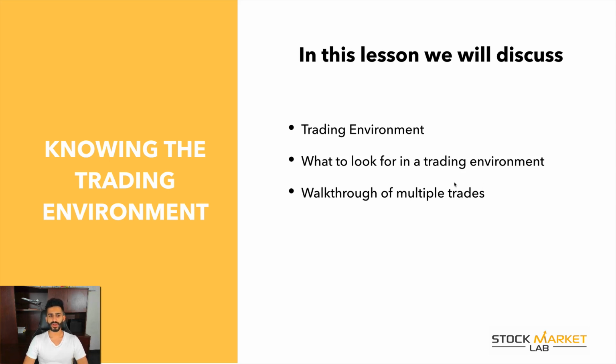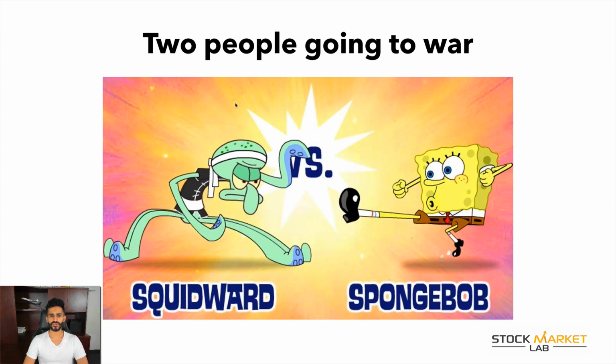Now, before we get started, I want you to think about something. I want you to think about two people going to war. Imagine two people are going to war, or two people are competing in a sport, basketball, football, whatever the case may be. Now, if you're competing with someone at a sport or whatever the case may be, there's two ways to approach it.